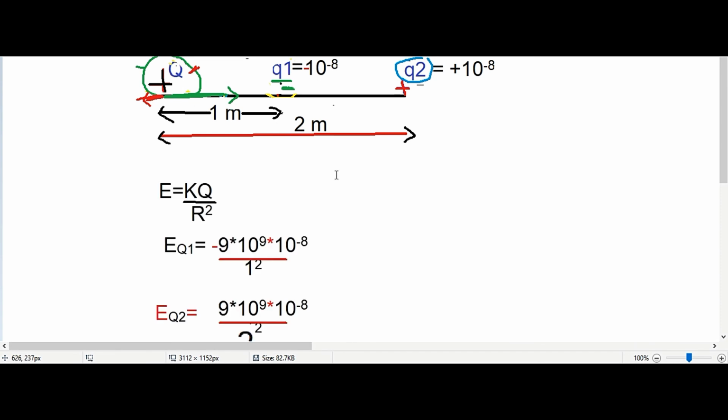Okay, so as you can see here, we are having the values here. So we are going to find the net field on Q. You can see here that Q1 is here. So first of all we are going to find the effect on Q. The formula is the same, E is equal to KQ upon R square. So on Q, due to Q1, we can write minus 9 into 10 to the power 9 into 10 to the power minus 8 upon 1 square.